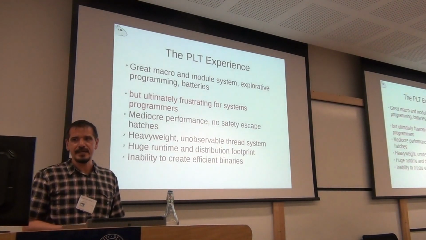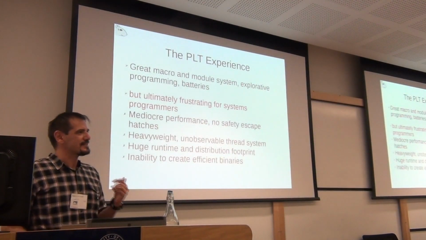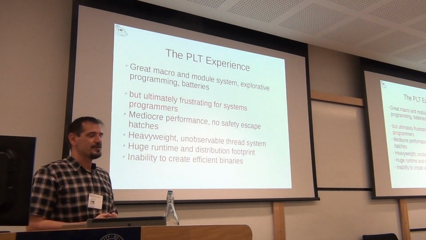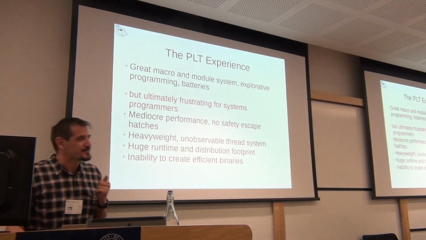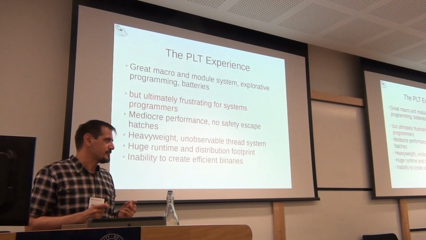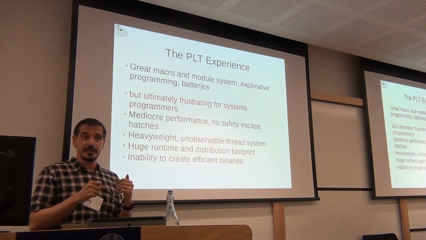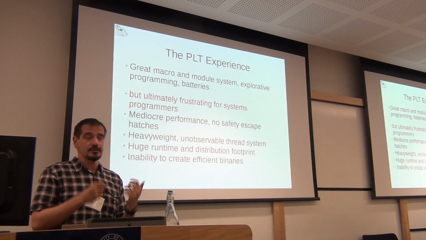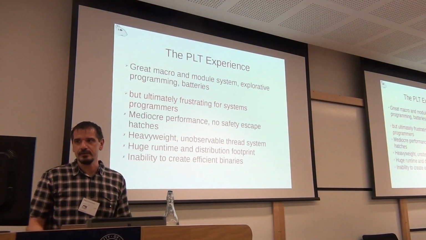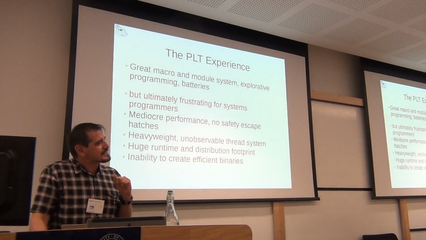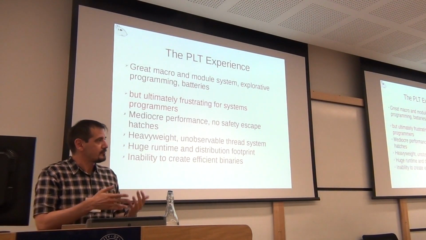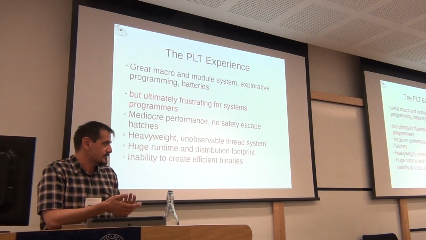And the reason why this happened is that ultimately Racket, as nice as it is for exploring and writing correct code and arguing about it and everything, is very frustrating for systems programming. Let's start with the big elephant in the room. Performance is mediocre. It's not bad when you're doing explorative programming. It's great for explorative programming. But if you want something that's going to be running on your server for a while, you want it to run a little faster. And you also want to have safety escape hatches. There are cases where you're willing to give up some safety in order to go faster, because these are CPU dollars that are sitting in there.